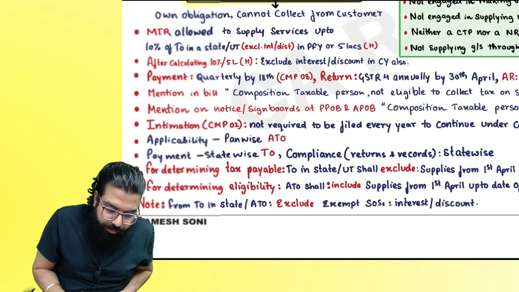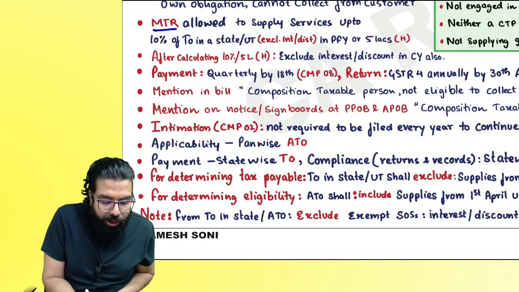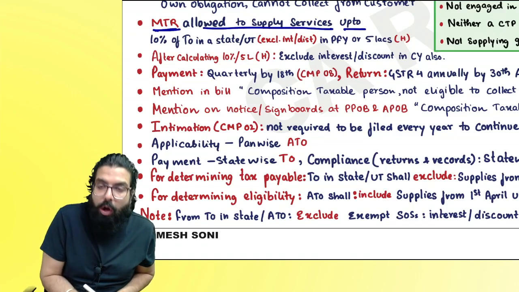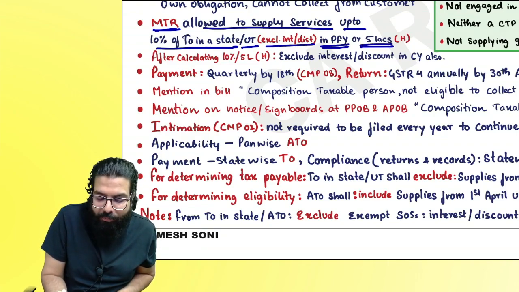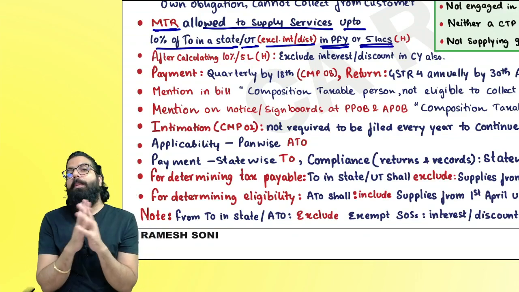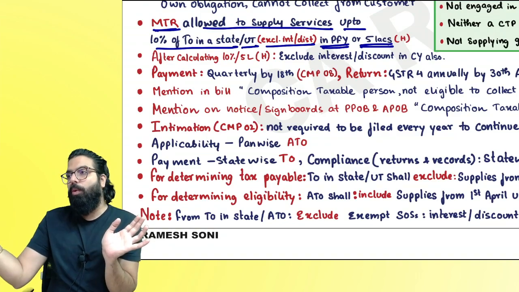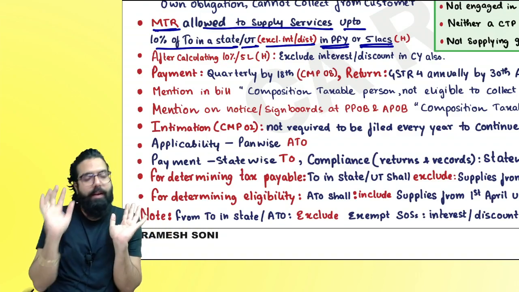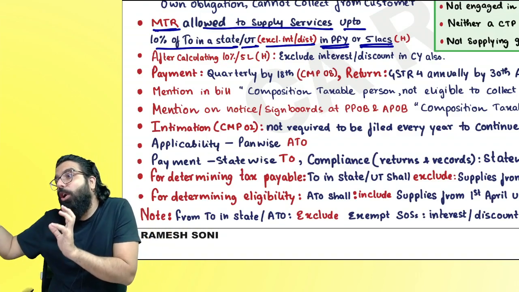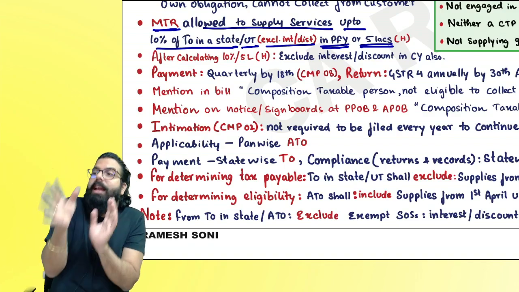Then I told you, if you are a person under composition, eligible is MTR and ineligible person is MINES. Now, they have told, if you are a manufacturer, trader, or a restaurant, you are allowed to supply services up to how much? 10% of turnover in state or UT, excluding interest or discount in preceding financial year, or 5 lakh, whichever is higher. So how much services can I provide? Little services. Last year ka whatever my turnover was there, of that 10% or 5 lakh, whichever is higher. Right, everyone? And last year ka turnover, when I see, I have to exclude interest or discount, and then I will go ahead and provide.